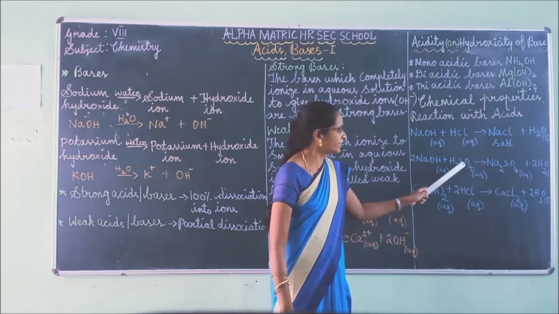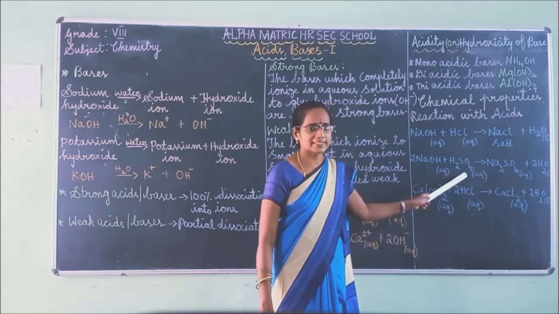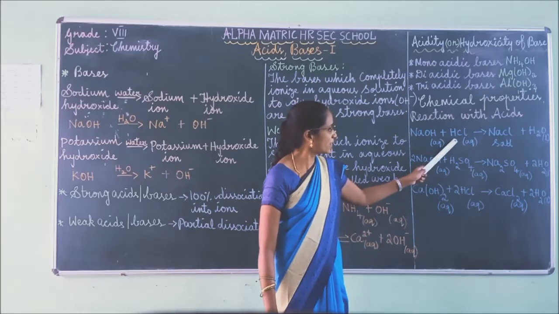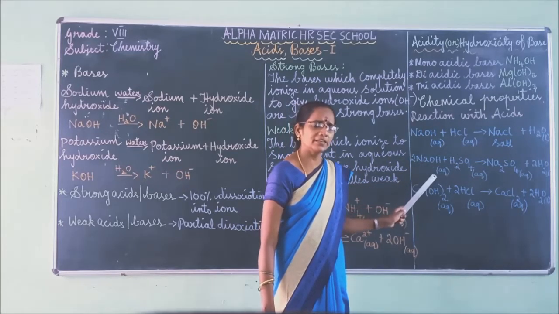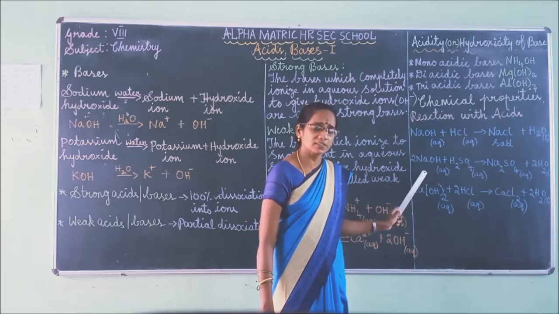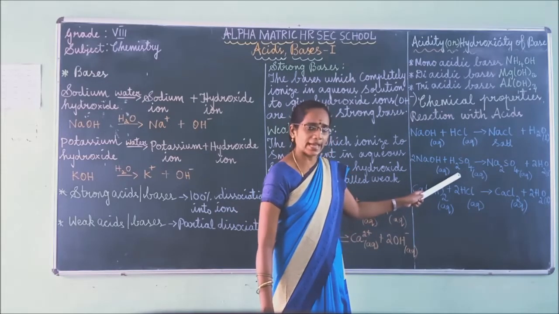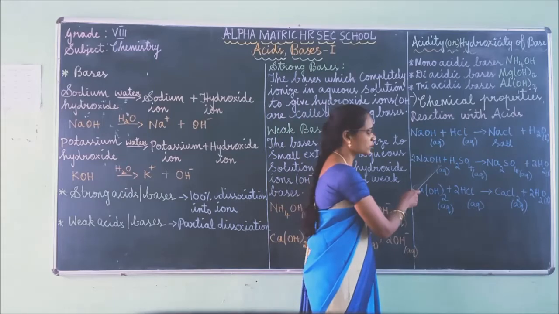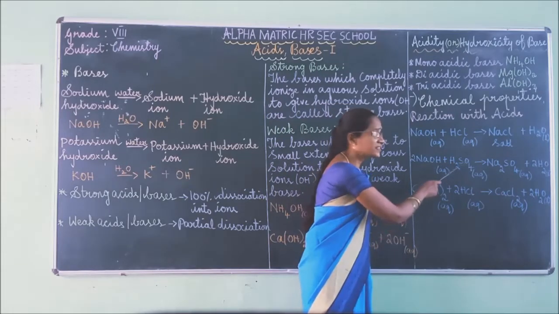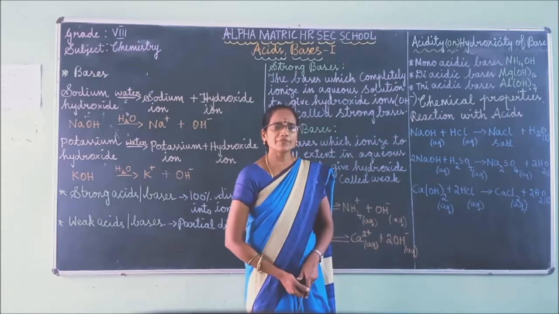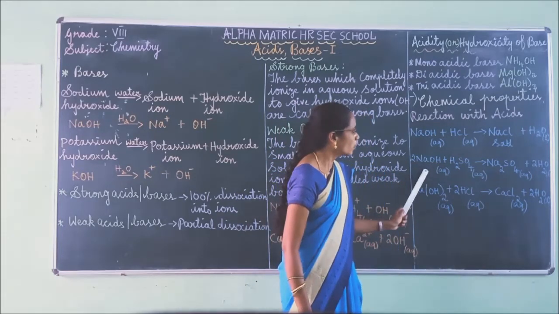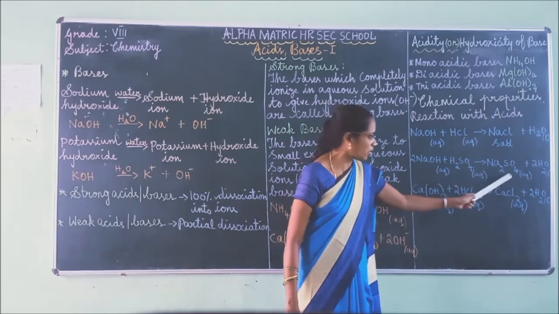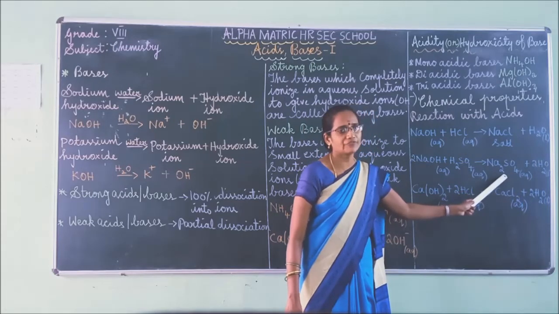Again, the base when it reacts with sulfuric acid. First we saw hydrochloric acid, isn't it? Next we will see the reaction of the base with sulfuric acid. So two molecules of sodium hydroxide when they react with sulfuric acid. What is the formula for sulfuric acid? H2SO4. Both react to form a salt, sodium sulfate.